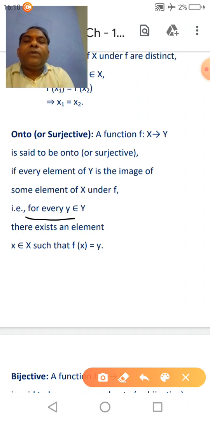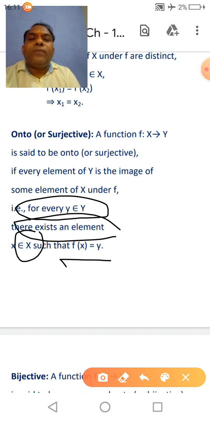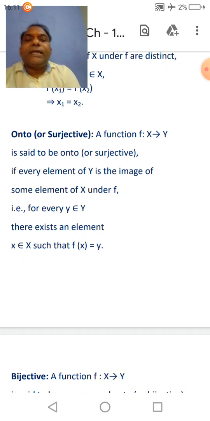It means for every small y belonging to capital Y, there exists an element x belonging to X such that f(x) is equal to y. Clear? Then the function is onto or surjective.